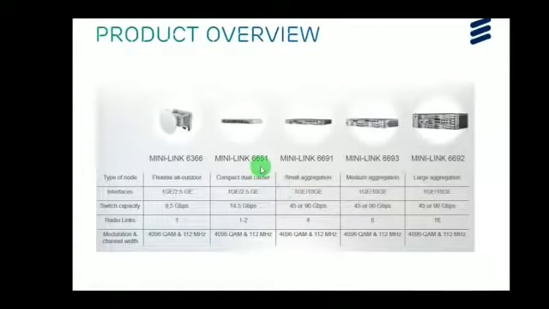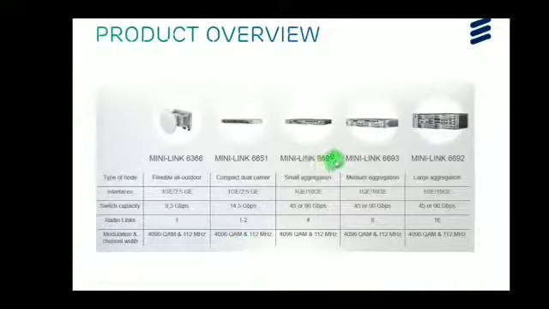Minilink 6651 is a compact dual carrier. It has 1 gigabit Ethernet and 2.5 gigabit Ethernet interfaces. Its switch capacity is 14.5 Gbps. It supports 1 to 2 radio links. As I said earlier, modulation and channel bandwidth schemes are all the same in the 6600 series.